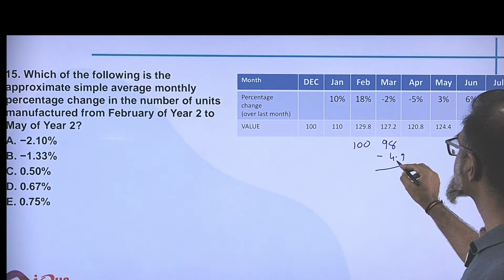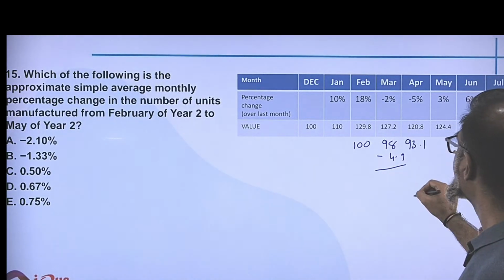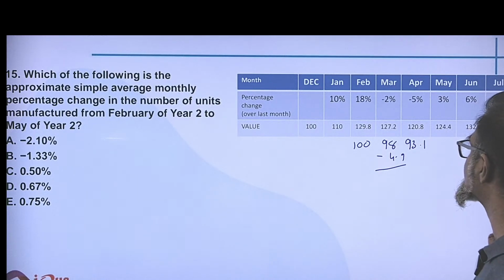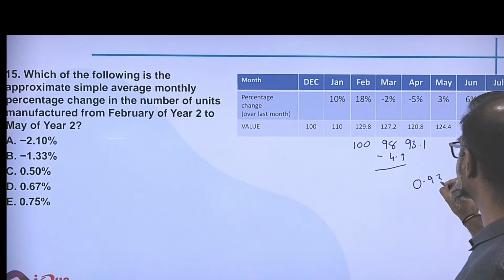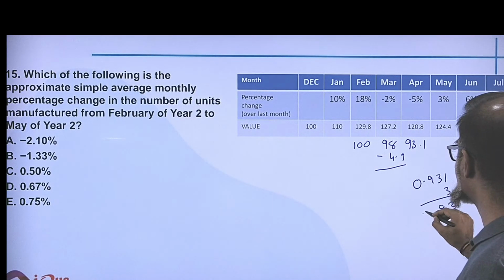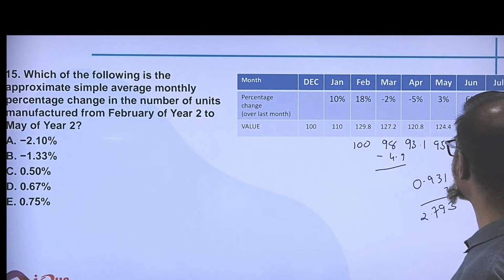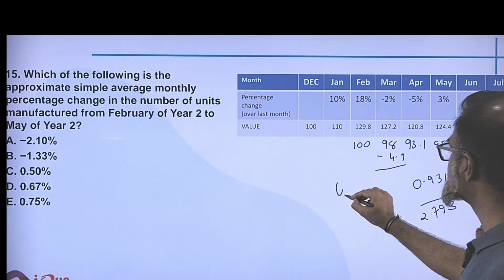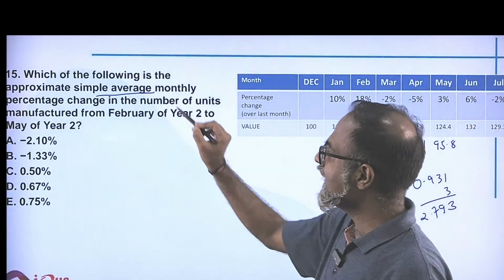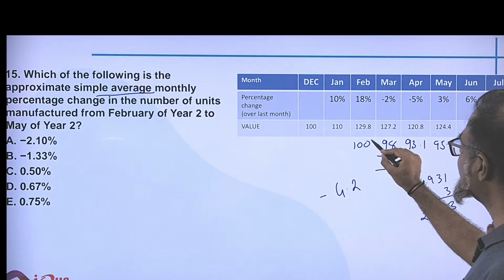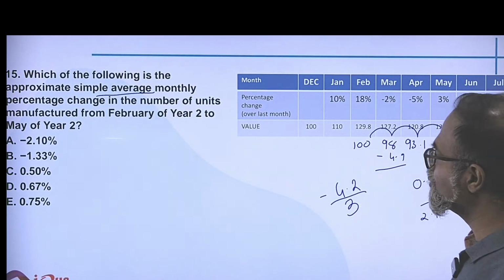So 98 minus 4 is 94, minus 0.9 is 93.1, and then that increased by 3%. So if this increased by 3%, then 1% is 0.931, so 3% is 2.7 and 2.8, so 95.8. So overall it changed by 4.2 minus, but I'm asked the simple average. So how many times it changed? Once, twice, thrice. So 3 changes. So minus 4.2 by 3.